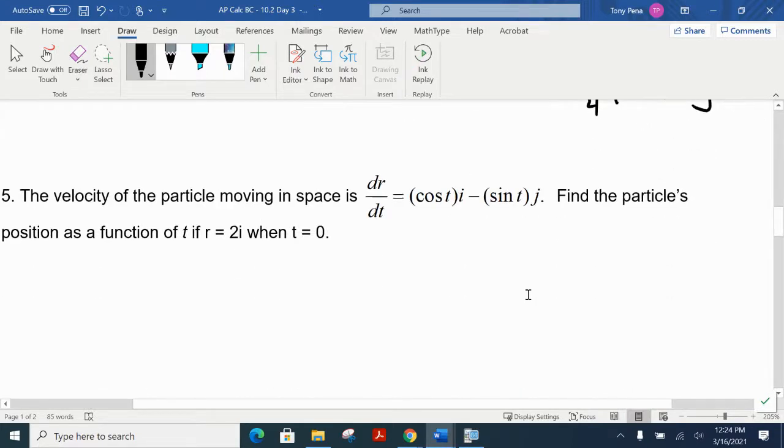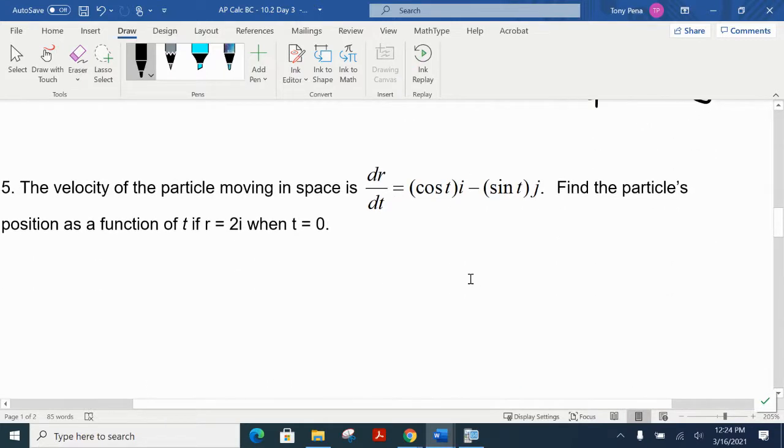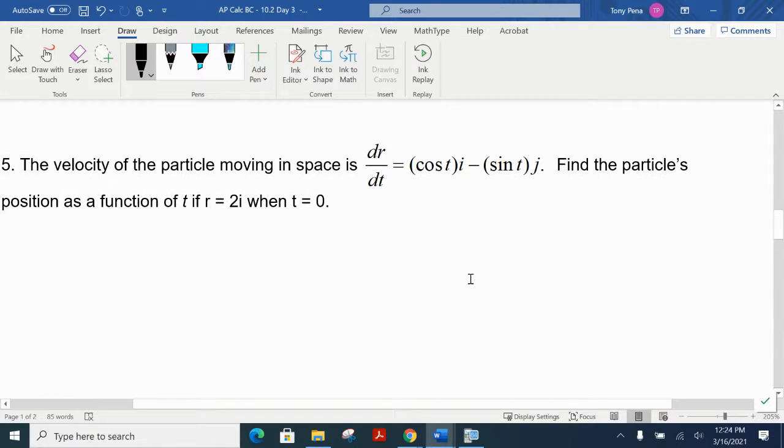So now let's go to number 5. Let's say we don't have a definite integral. So this says the velocity of a particle is moving in space, and you're given the velocity vector. Find the particle's position as a function of time if... So understand, this is our position vector and it's 2i. So underneath that, let's actually write a little bit more detail. Notice how there is no j. So what that implies is our coefficient for j is a 0. So if I give you 2i only, that means our j coefficient is a 0.